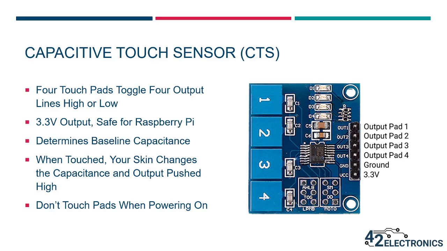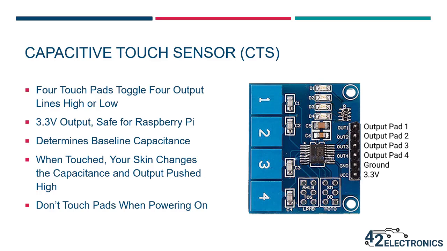When you touch a pad after this initialization process, your skin will change the capacitance that is measured at the pad, and the output line for that pad will be pushed high. The sensor uses the baseline measurement to determine when a pad is touched or not. If you happen to be touching a pad when the sensor was first turned on, your skin capacitance would change the baseline value, and now the sensor would no longer be able to determine if a pad had been touched. To avoid this problem, make sure that you are not touching the pads when the sensor is initially powered on.